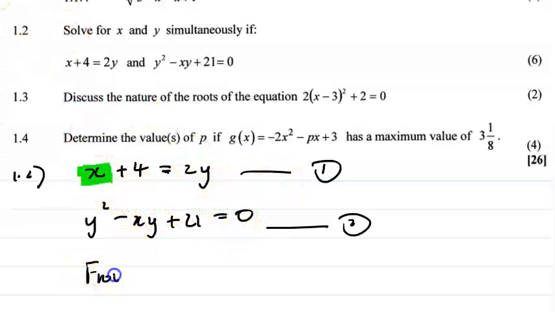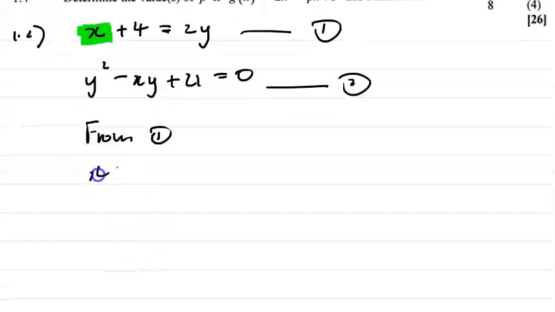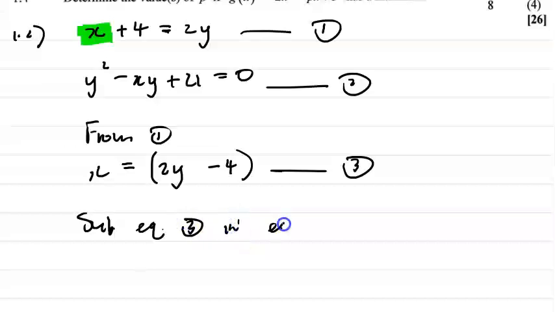From equation 1, I'm going to say x equals 2y minus 4. So I move the plus 4 to the right hand side and it becomes minus 4. And now I'm going to call that equation 3. So x is equal to 2y minus 4. So all I now need to do is substitute equation 3 in my quadratic equation, the equation that I did not touch. So I'm going to substitute equation 3 in equation 2. Wherever I've got x, now I'm going to put 2y minus 4.